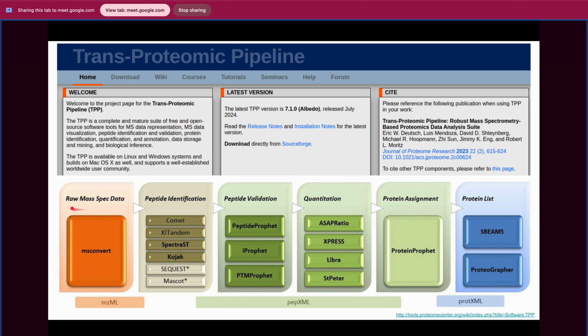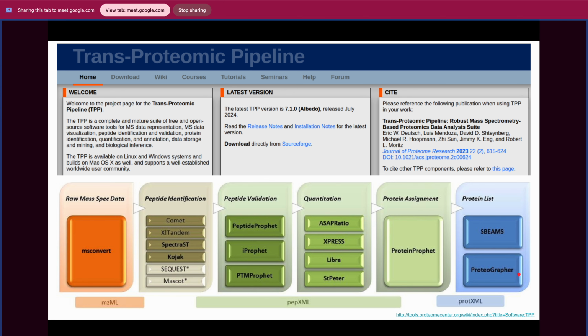So what it takes is the raw mass spectrometry data, which will be taken by MS Convert, which will produce mzML data. And then peptide identification is done. For peptide identification, there are different tools which they have used, such as Comet, X!Tandem, SpectraST, Kojak, Sequest, Mascot. All these tools have been used for the protein identification. And then peptide validation is done by PeptideProphet, iProphet, and PTMProphet. Then quantification is done by these tools. And then for the protein assignment, they have used ProteinProphet. And ultimately, the protein list is obtained from the SBEAMS and Proteographer.